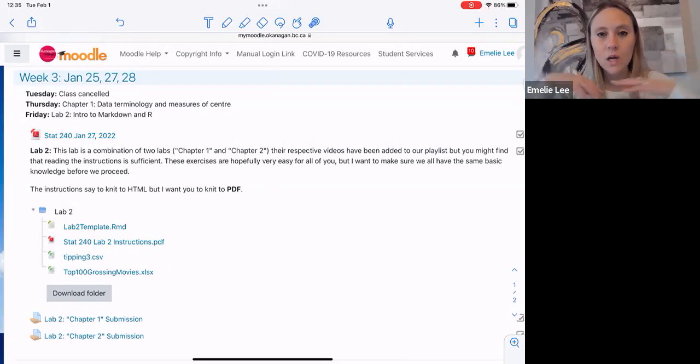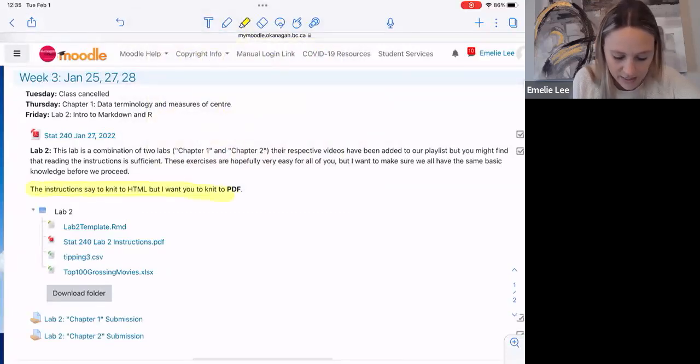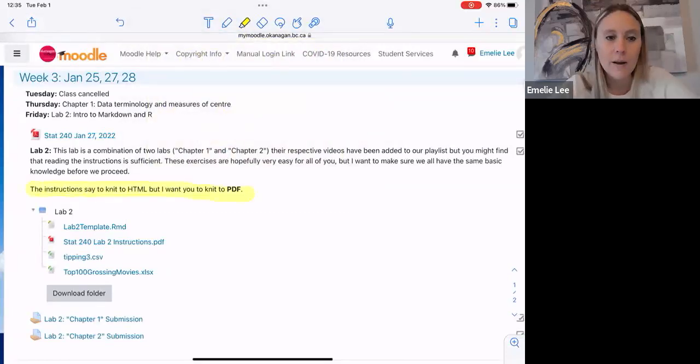Okay, and so one thing that I noticed was that the instructions say to knit to HTML, but I want you to knit to PDF. Okay, so just ignore the HTML mentions and just knit to PDF.